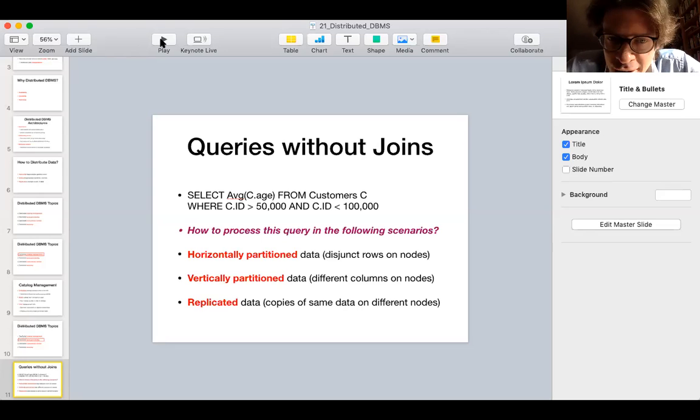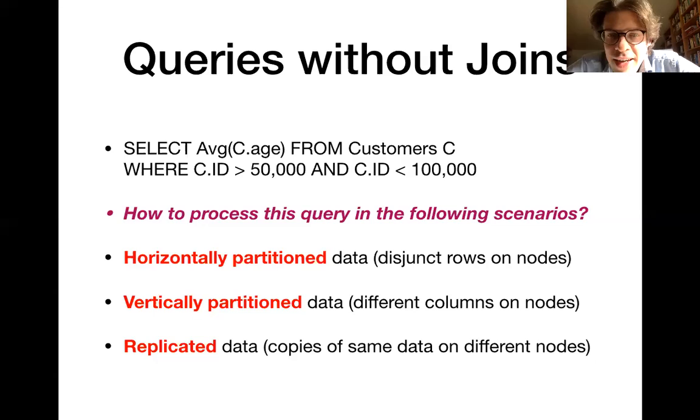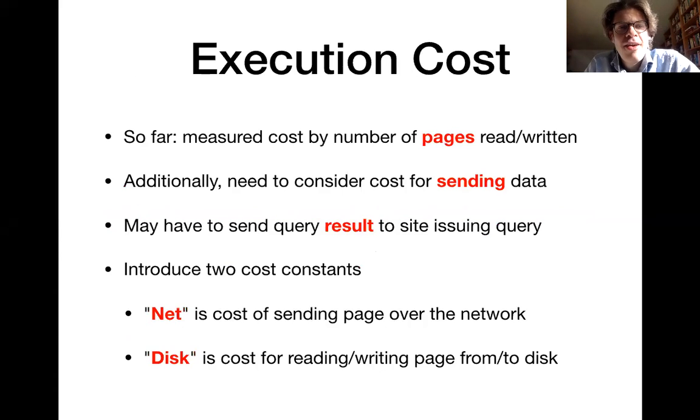So this is a high-level overview of the different ways in which we can process queries without joins. If we have joins, then things become a little bit more complicated. We're going to make an example in the following. Are there any questions about this example so far? All right, no questions for the moment. Good.